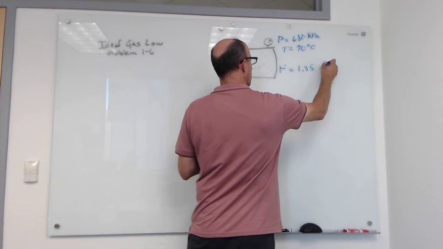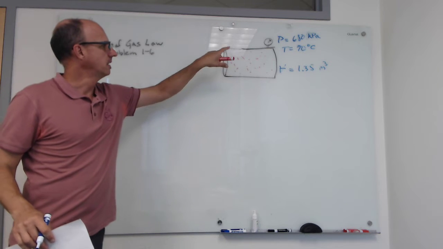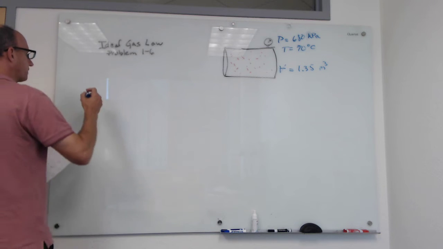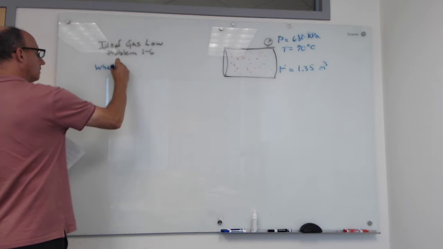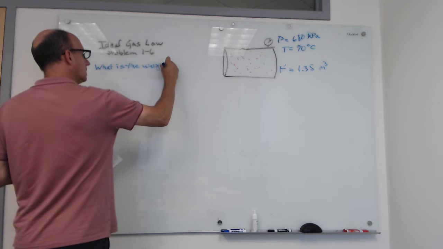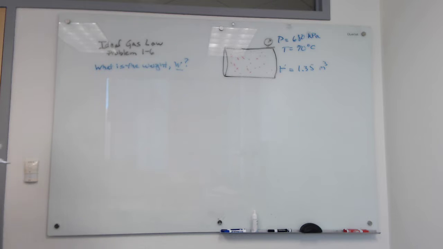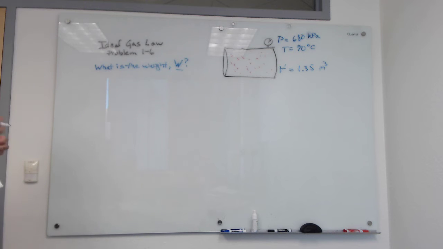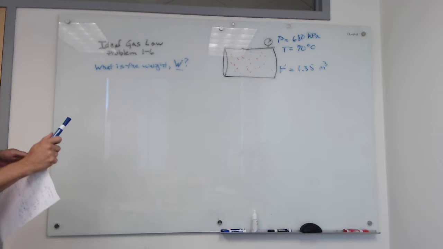1.35 cubic meters. So the question is, what is the weight of the air in the tank at that temperature and pressure? So we're asked to basically compute the weight. So I use the notation W, capital W, to represent the weight. Okay, so now we can just review some of the basic concepts covered in the chapter.